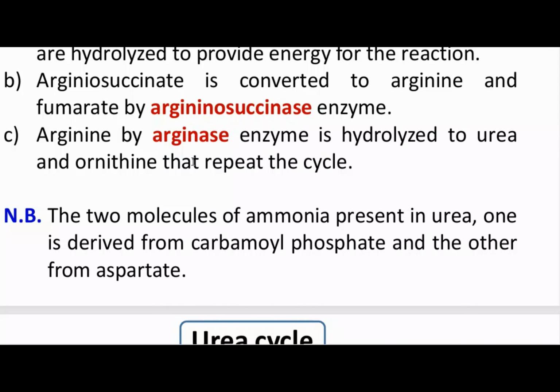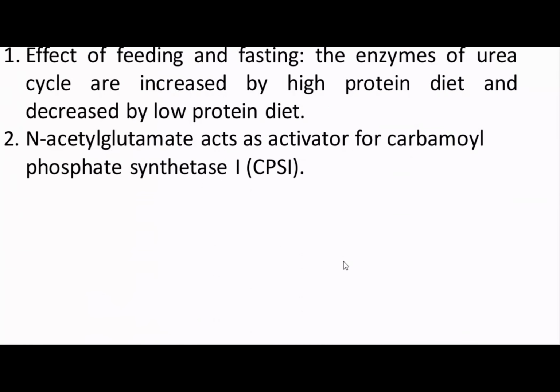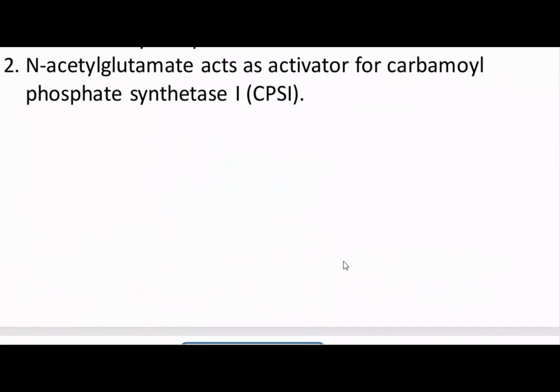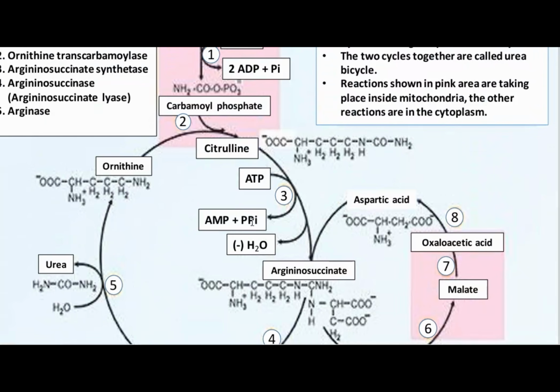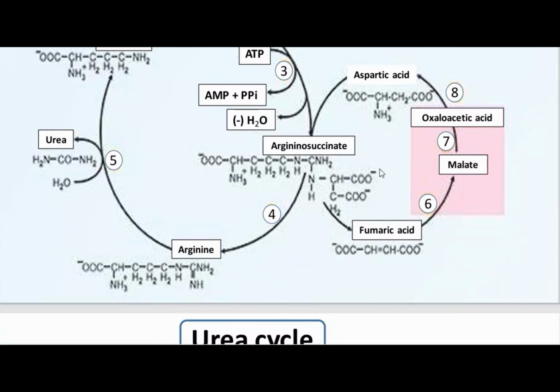So the two nitrogen atoms present in urea are derived one from carbamoyl phosphate and the other from aspartic acid. In this way the urea cycle happens. Now the urea cycle is called a bicycle because when the urea cycle is running, the TCA cycle is also running at the same time, because argininosuccinate is cleaved by lyase to form arginine and fumaric acid, and this fumaric acid is converted to malic acid, then oxaloacetic acid.